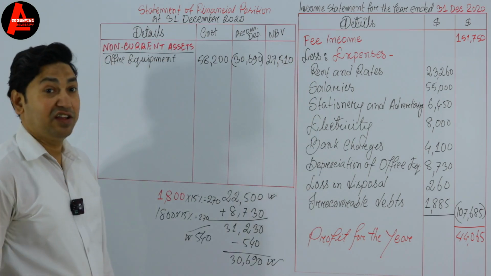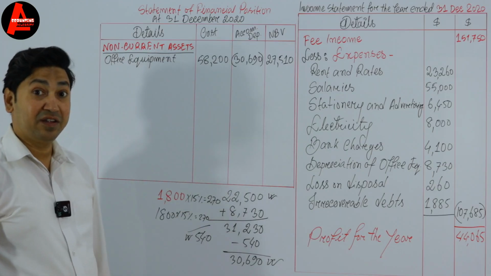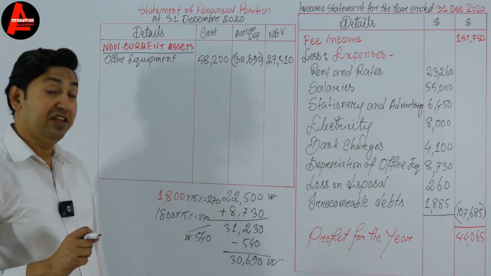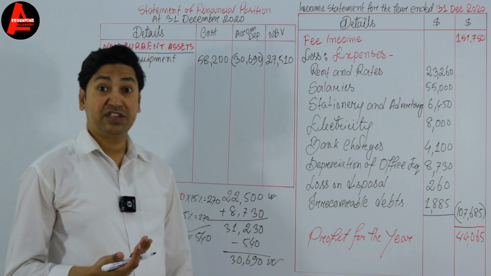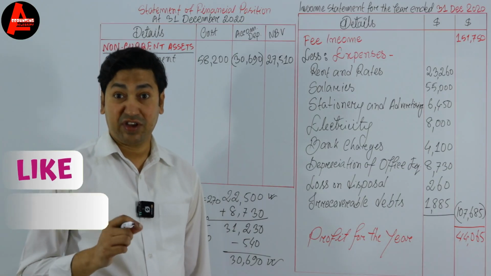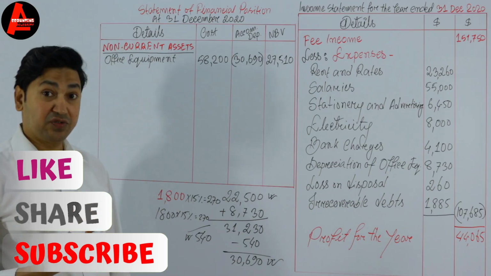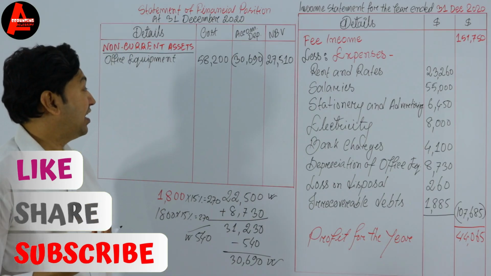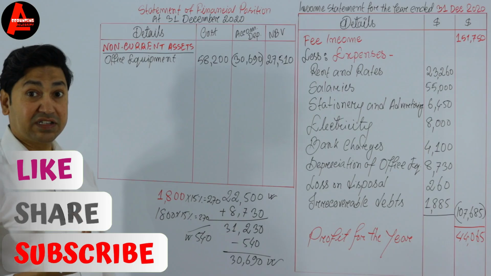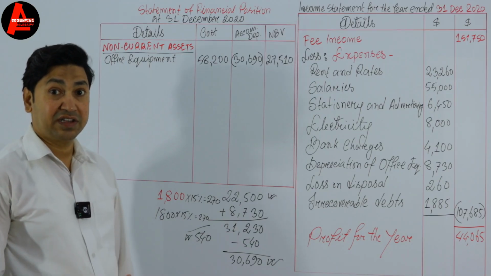$27,510. Okay, so this will be very complicated, but still you have to understand, because statement of financial position you will see on the question, it is a must. So if you don't understand, watch this video once, twice. Then it will be clear to you. Okay, so this is only one non-current asset here on the question.